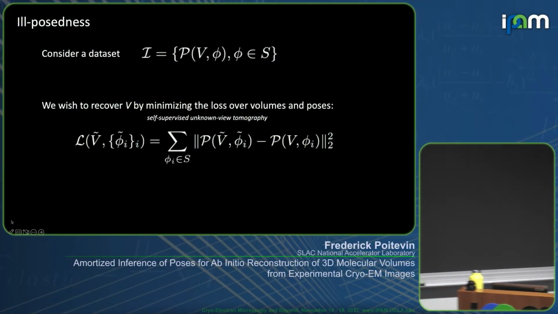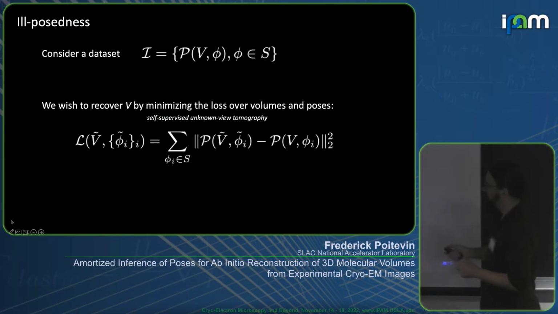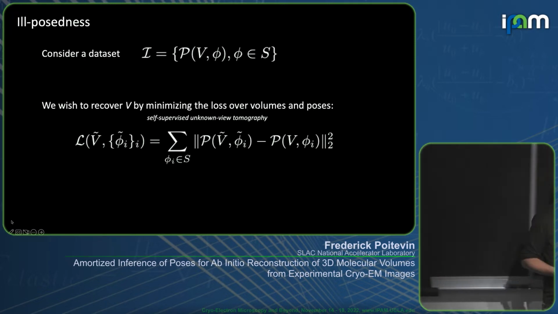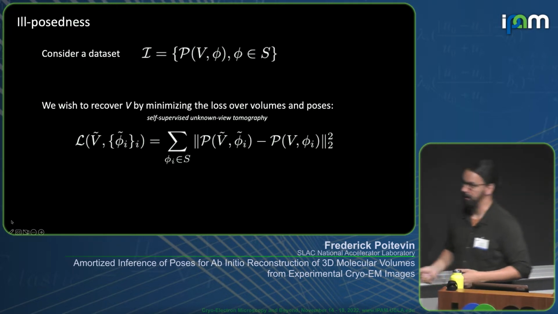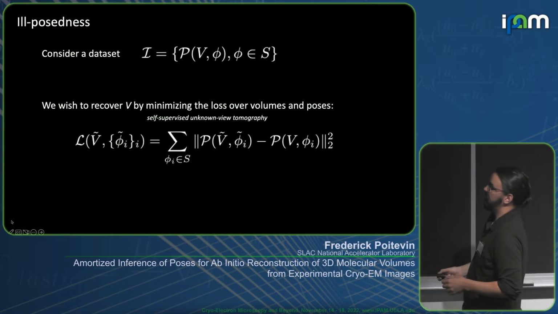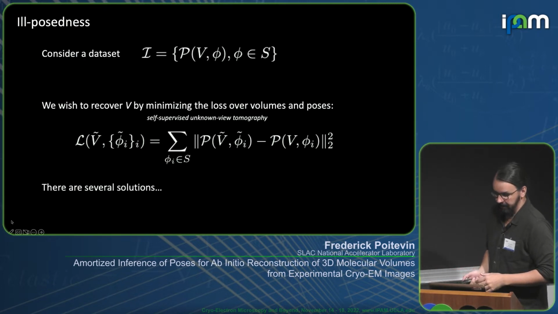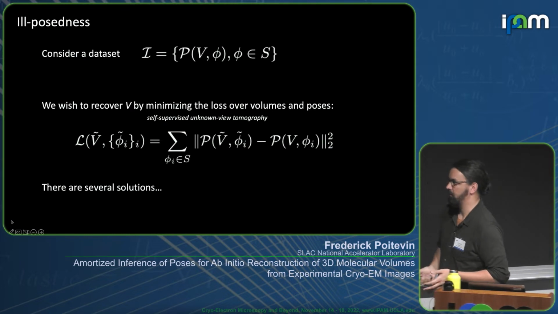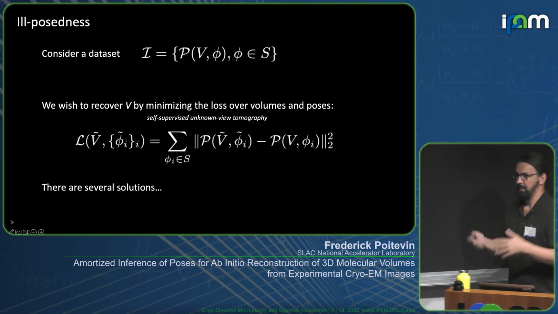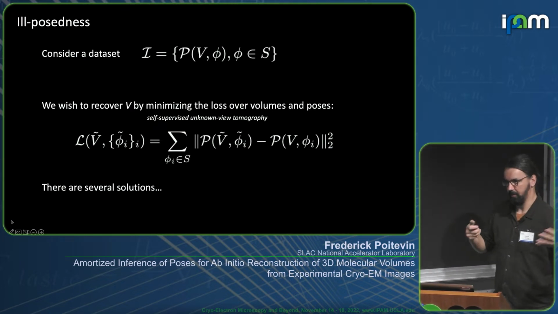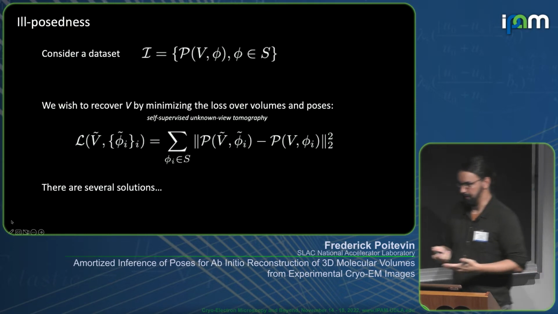The L2 loss that I mentioned, if I describe it a bit more, looks like this. If you minimize this quantity, you solve the self-supervised unknown view tomography problem, because you don't know the views and you don't know the volume. That's really what we're doing here. It turns out the solution to this is not unique. There are a bunch of ways to minimize this, and the different ways that I'm going to show are not compatible with one another.